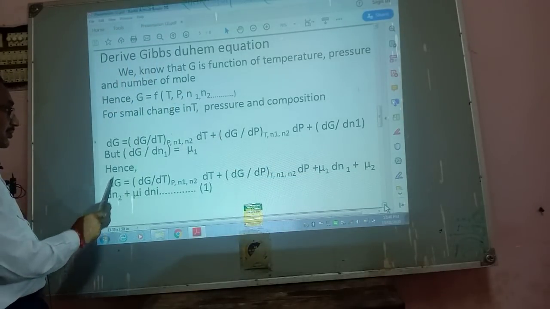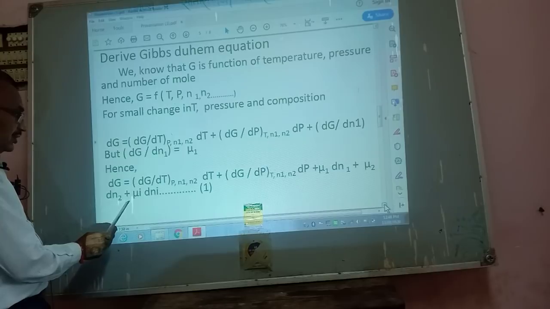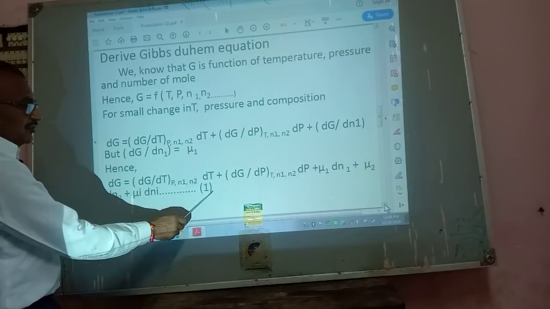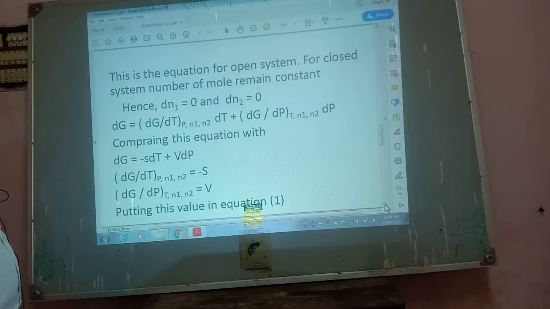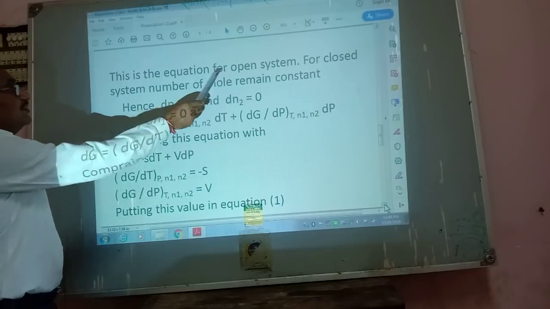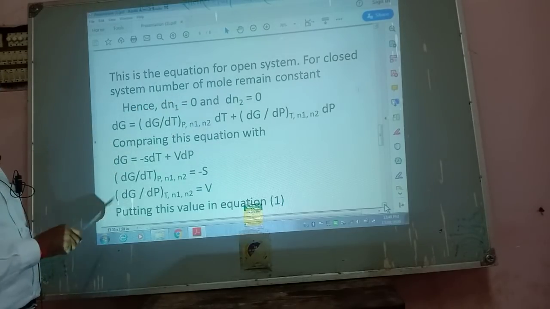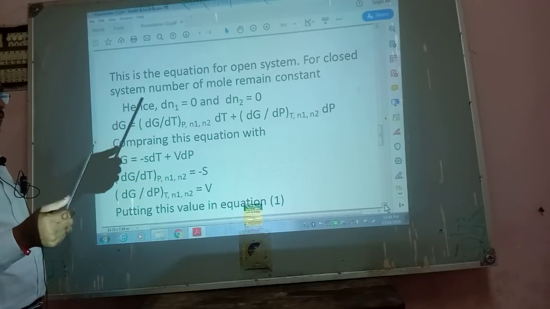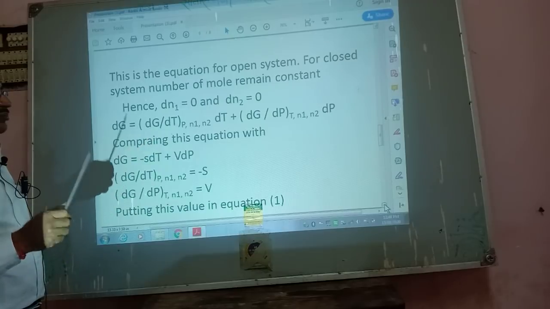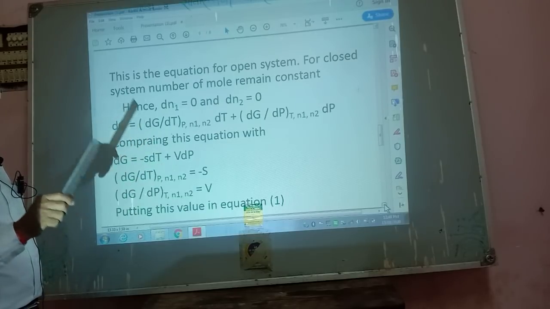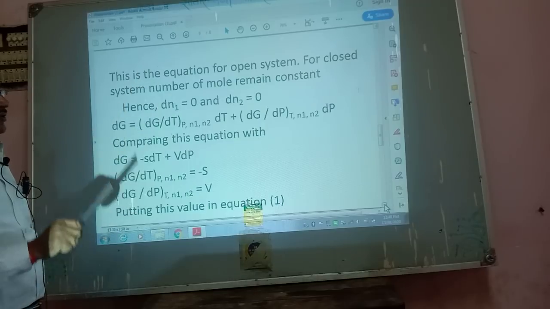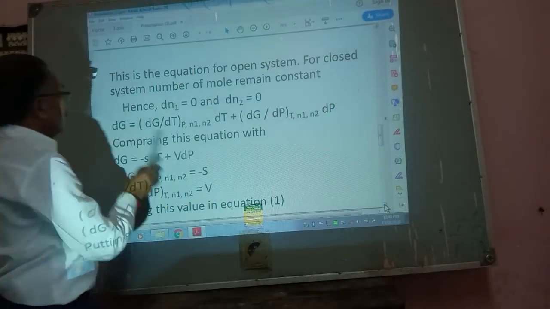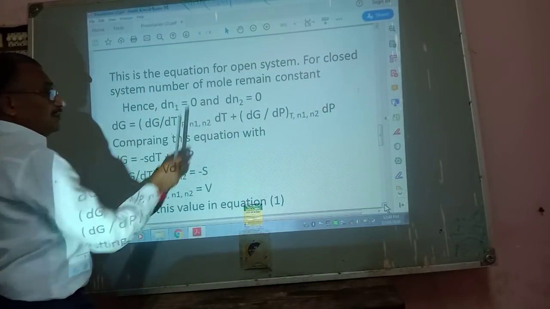Next term is mu2 into dn2, plus mu i into dni. This is equation number one. This is the equation for an open system. Because in an open system, due to evaporation, the number of moles of various components changes. As the number of moles of various components changes, the free energy also changes. Either it may decrease or it may increase. But for a closed system, the number of moles remains constant.